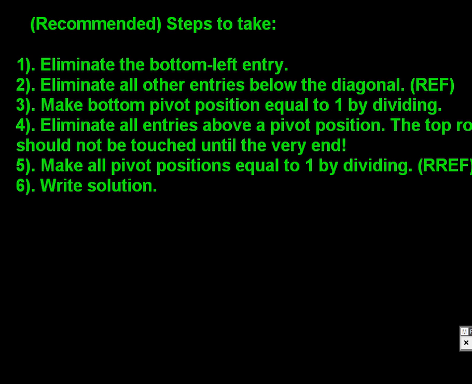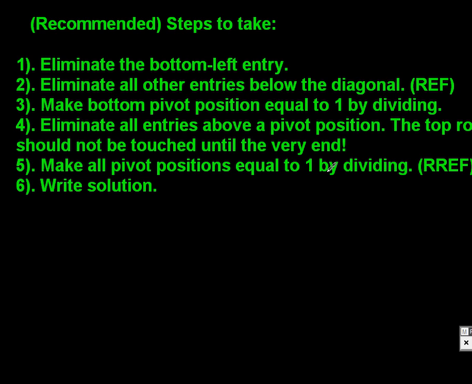We start by eliminating something in the bottom left corner, then everything else below the diagonal. Then that will create us a row echelon form matrix, or we also call this a triangular matrix, upper triangular to be exact. We then make the lowest pivot position equal to 1, and then eliminate everything above that pivot position, and then all other pivot positions after that. We do not touch the top row of the matrix until the very last minute.